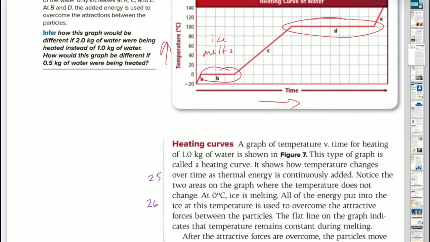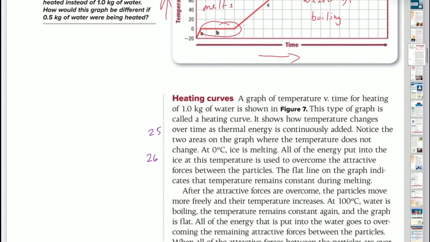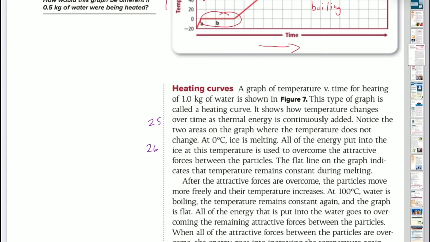At 100 degrees Celsius, water is boiling. So up here we have water boiling right here. The temperature remains constant again, and the graph is flat. All of the energy that is put into the water goes into overcoming the remaining attractive forces between the particles. When all the attractive forces between the particles are overcome, the energy goes into increasing the temperature again.